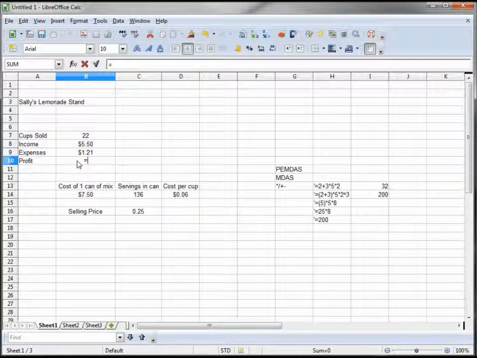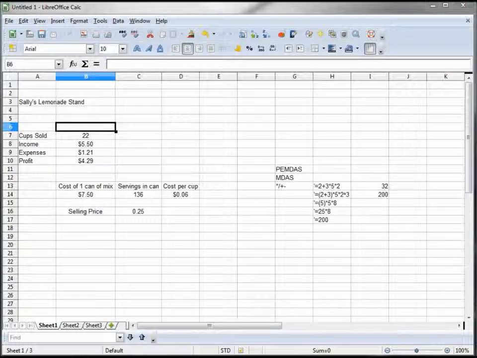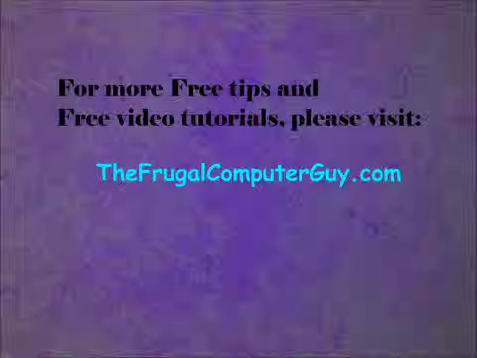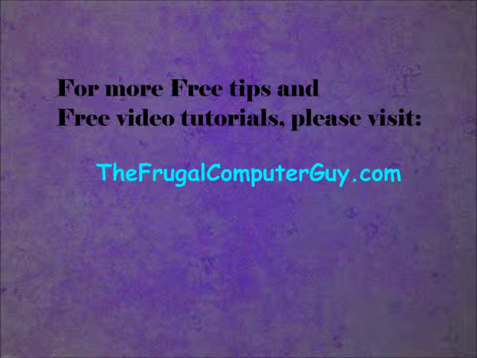And now our profit is going to be calculated just like we did with the fictitious company. That's going to say equals B8 minus B9, or income minus expenses. So she cleared $4.29 selling 22 cups of lemonade that day. We are going to say that that happened on Monday. And we're kind of out of time for this video, so we're going to pick this up in the next video.